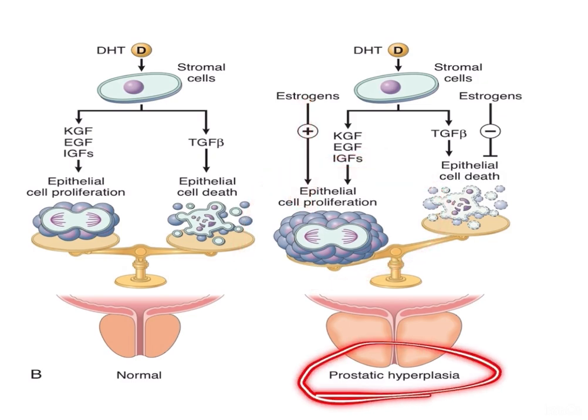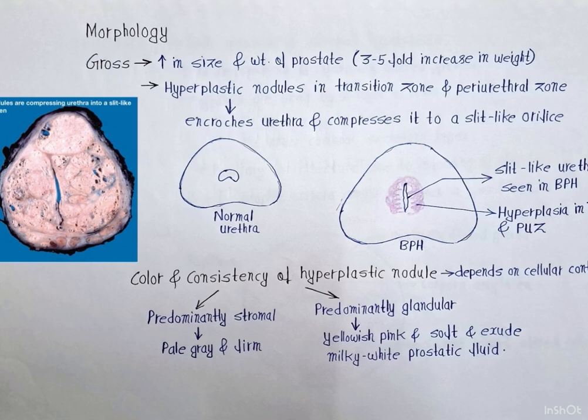So after etiopathogenesis, now let's discuss about the morphological features which are seen in BPH. So starting with the gross features, what happens in BPH is there will be increase in size as well as the weight of the prostate. Now weight of the prostate increases 3 to 5 fold in case of BPH. Like normally weight is around 20 gram, and in BPH it increases to 60 to 100 gram.